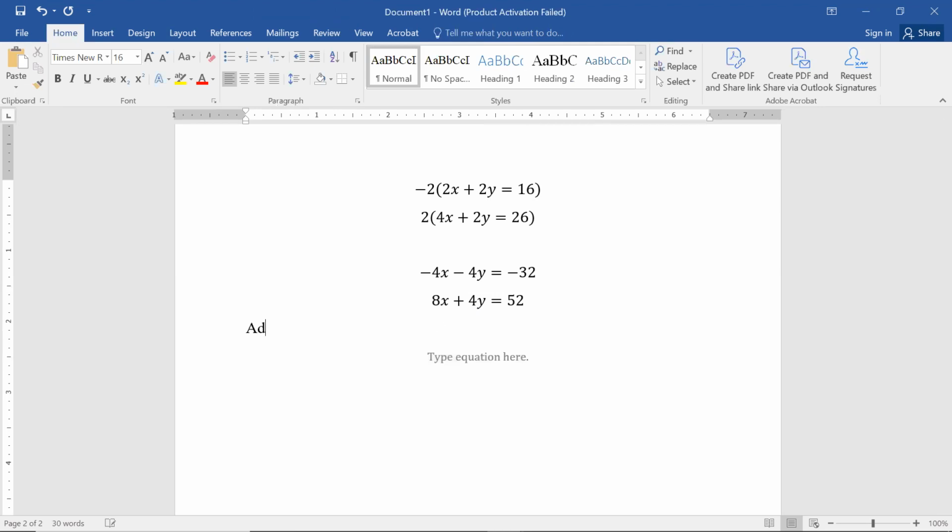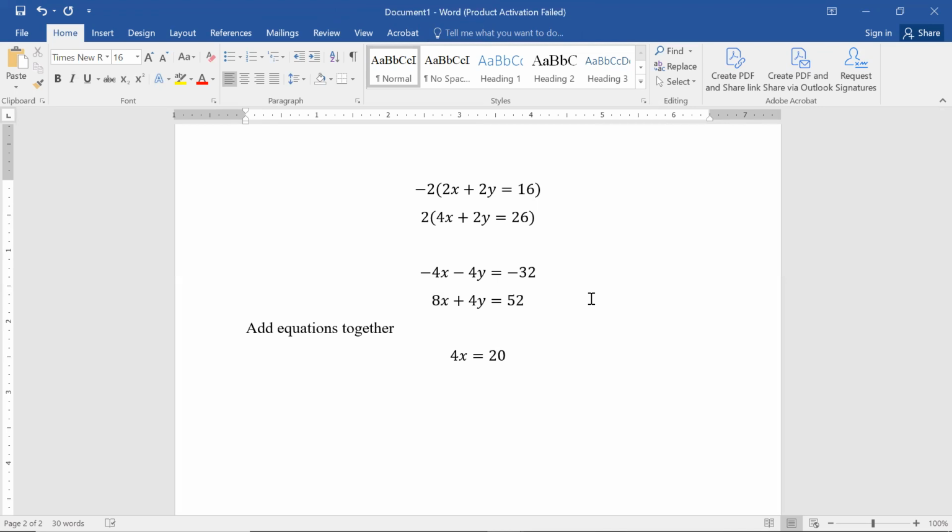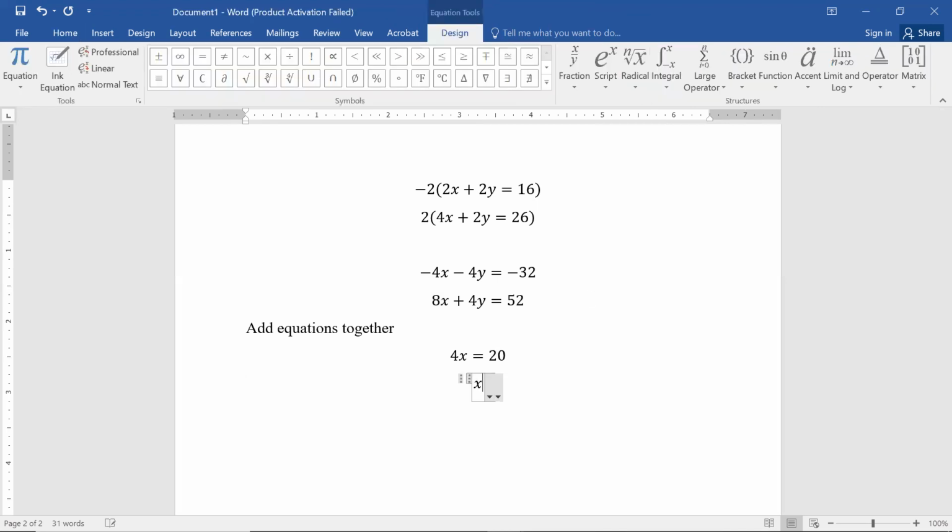Now I add these equations together. When I add the equations together, I get 4x. My y's cancel out, equaling 20. Dividing both sides by 4 gives me an x of 5. Now I know my x value has to be 5.